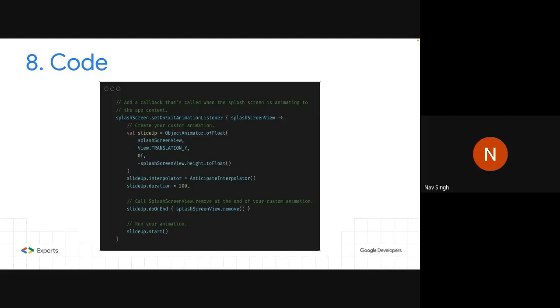At the end, you just need to call slideUp.start, which is here. SlideUp is the animation. This is basically three or four steps. If you want to customize the animation, you need to set the exit animation listener. Then you need to create your custom animation and set the duration, interpolator, and whatever properties you want on that animation. Then you need to make sure that you added the doOnEnd call. Otherwise, your splash screen will not go away automatically once your animation finishes. And the last step is you need to start that animation and you are good to go.